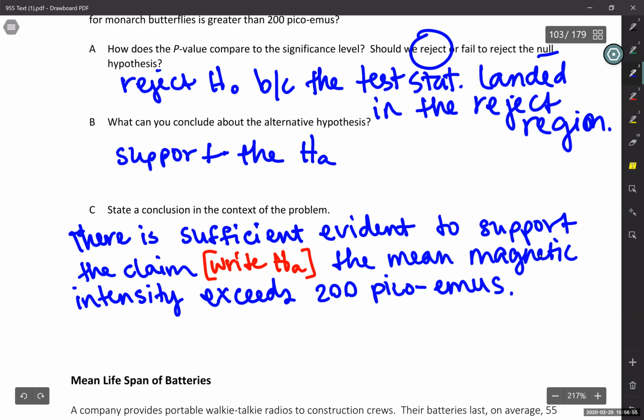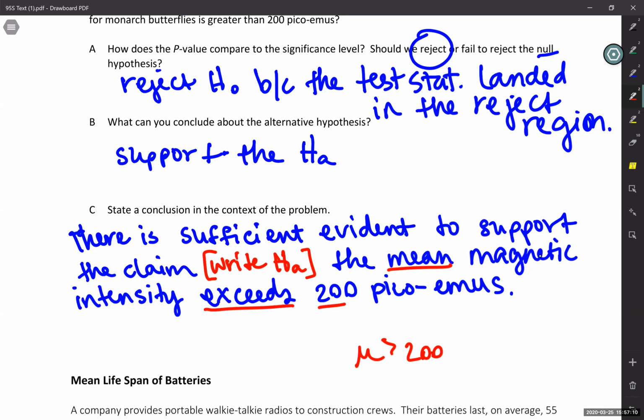Oh, there we go. So the part that is our alternative is, just as a reminder, mu is greater than 200. So this is just the alternative, but in words. And so that is our conclusion to that problem. So there is sufficient evidence. Sometimes we would say there is not sufficient evidence to support the claim, and we'll get to that on other problems. But the conclusion will always end with whatever your alternative hypothesis is.